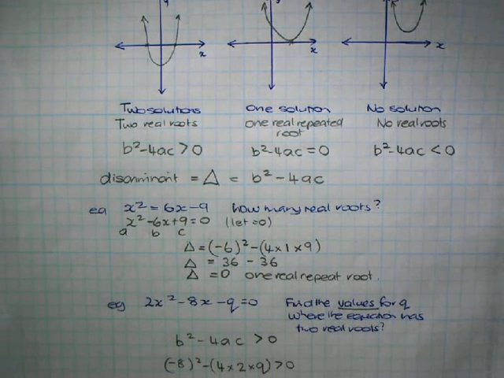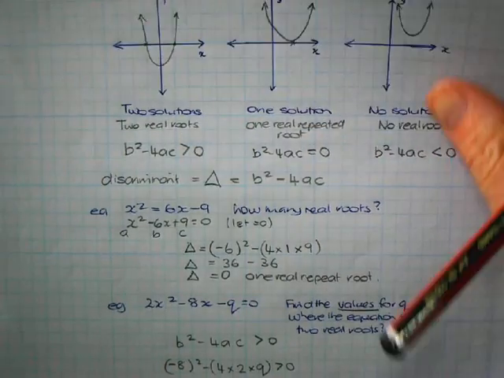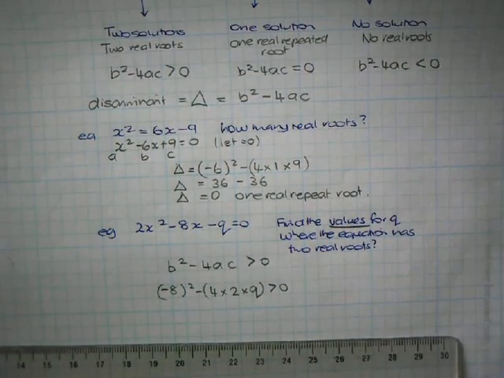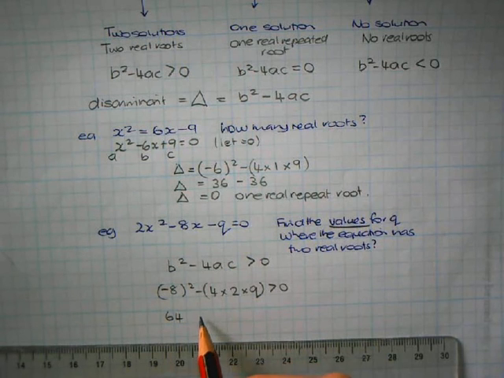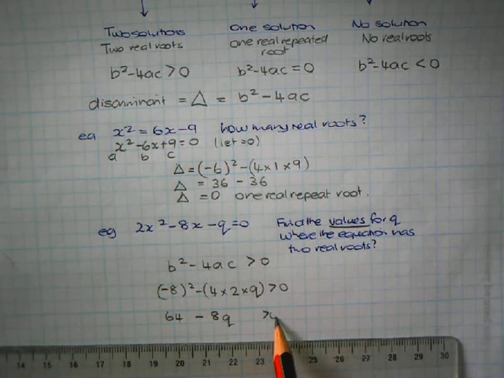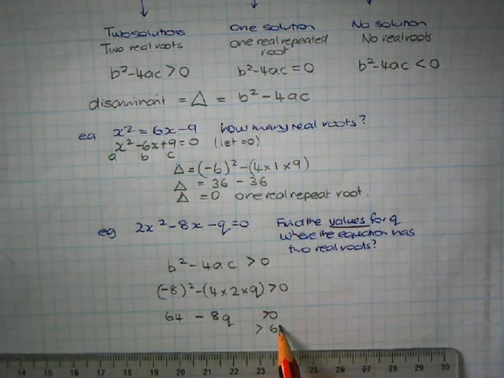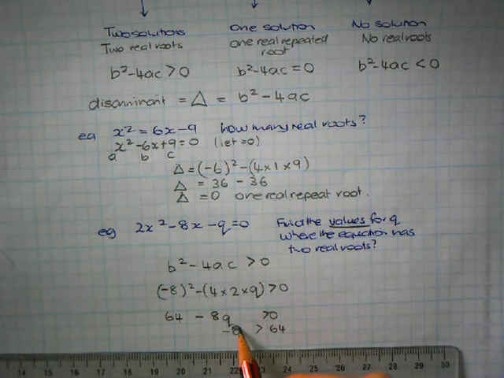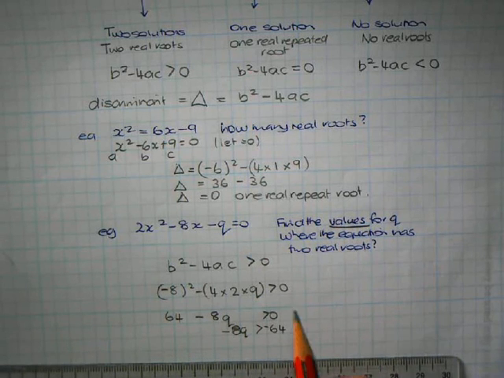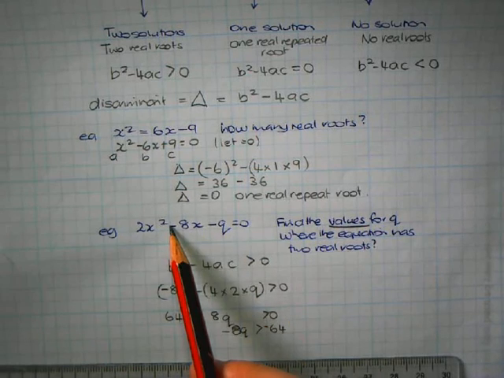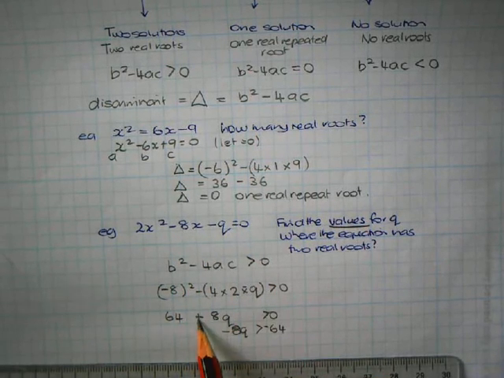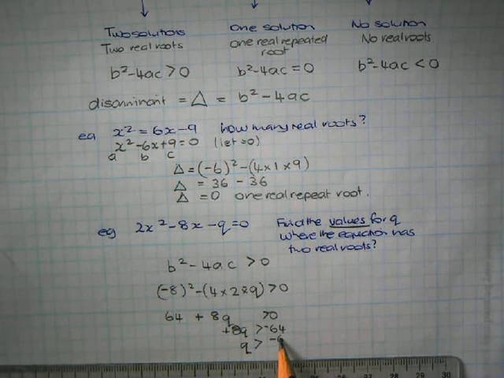The next thing we need to do is expand this. This is 64 minus 4 times 2 times q, which is 8q, has to be greater than 0. Taking our 64 across, minus 8q is greater than minus 64. And then we need to divide by 8. Now, up here, this is a minus 8. So just remember that. So taking the 8 across, q has got to be less than minus 64 divided by minus 8. And therefore, we can say q must be less than 8.